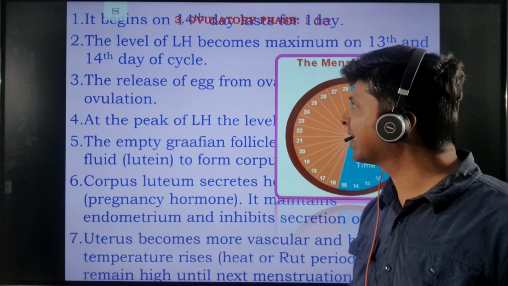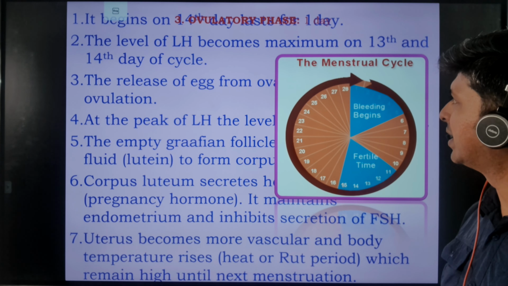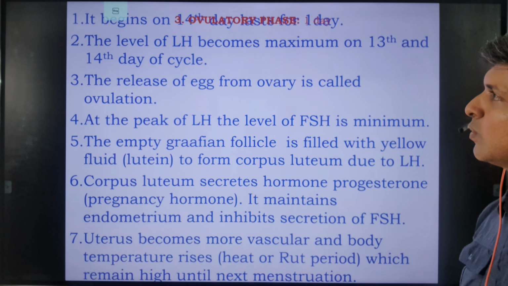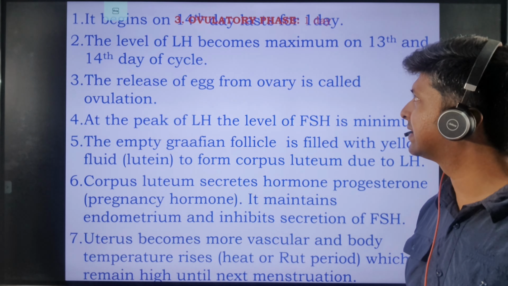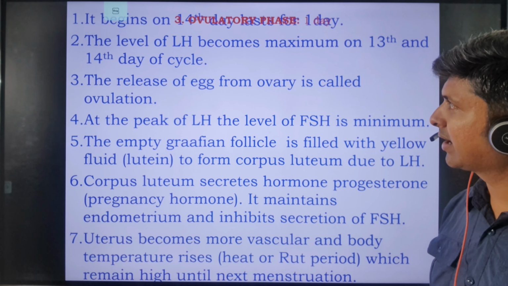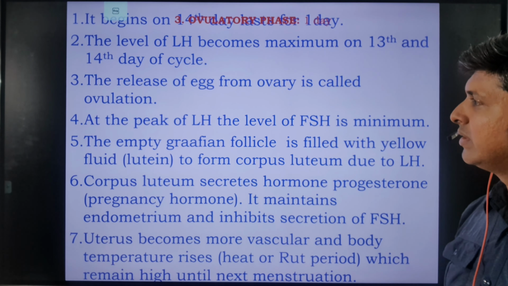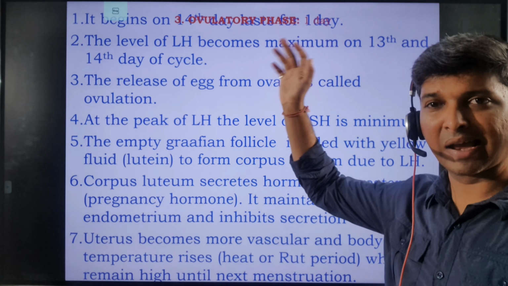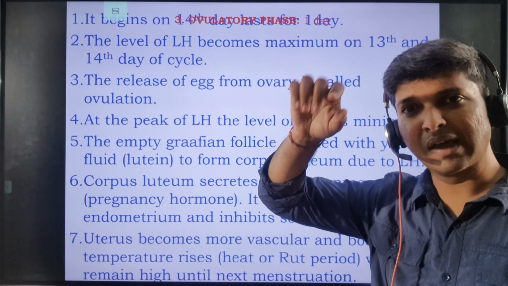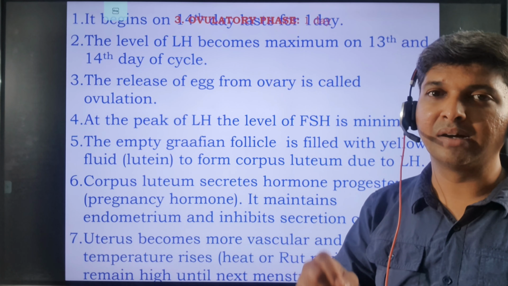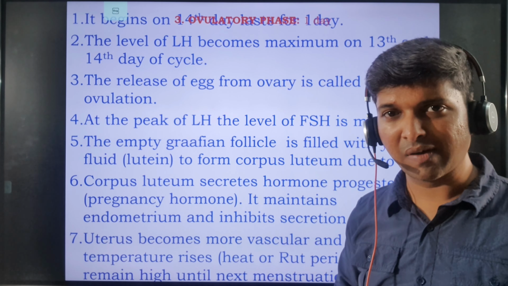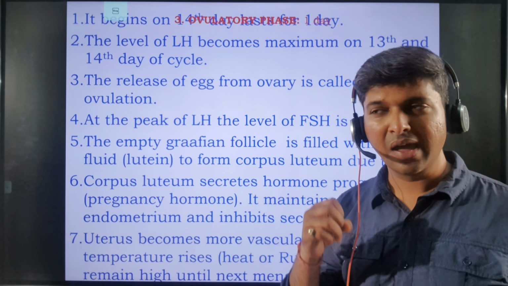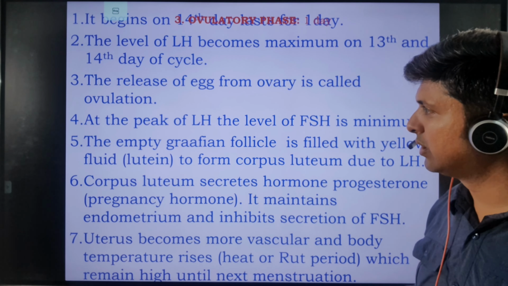So now we have the next phase, that is the ovulatory phase. This ovulatory phase begins on the 14th day of the menstrual cycle, right? It begins on the 14th day. In this phase, you can see that the level of LH becomes maximum. When the level of LH becomes maximum, that is the day when the egg is going to be released into the fallopian tube. The graafian follicle is going to rupture and the egg will be released in the fallopian tube.